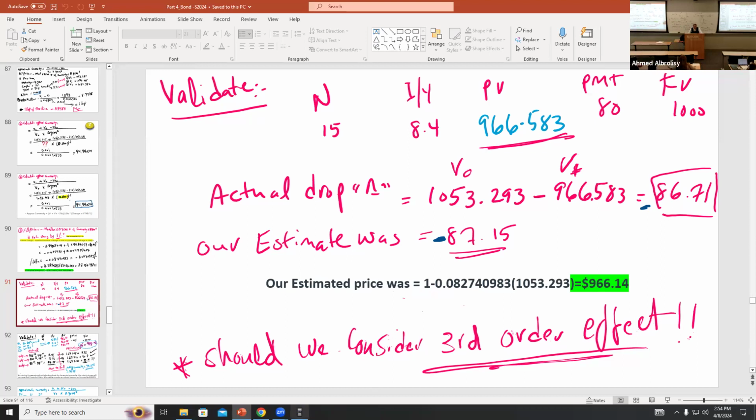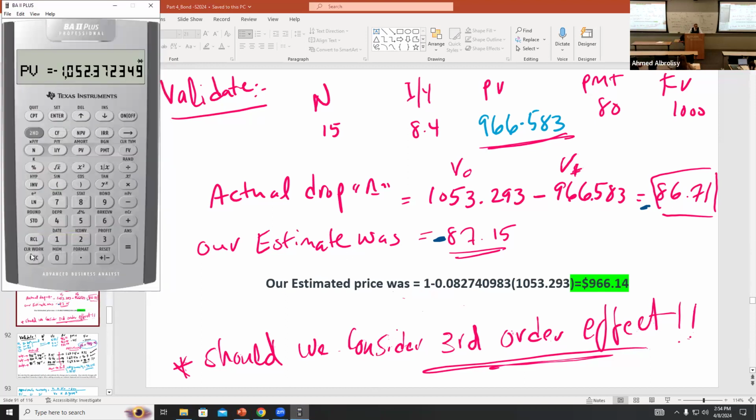One more time, we're going to go back to our calculator, and we're going to say if the interest rate is 8.4, I/Y, compute present value. The present value would be 966.5826, right? So this is the actual. But based on our anticipated price from the previous slide, assuming we add in the convexity and the duration, we anticipated the bond would be 966. It's close, but it's not absolutely the same number.